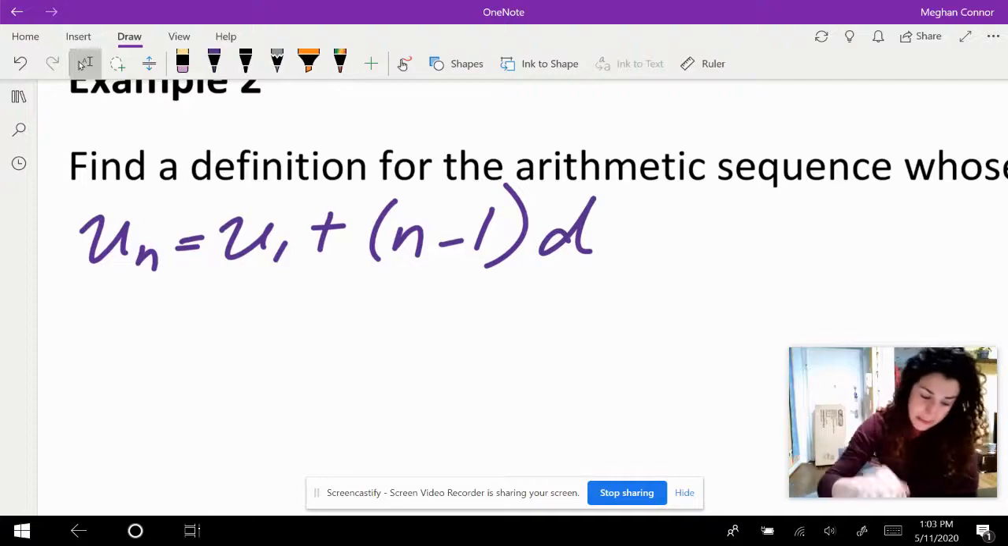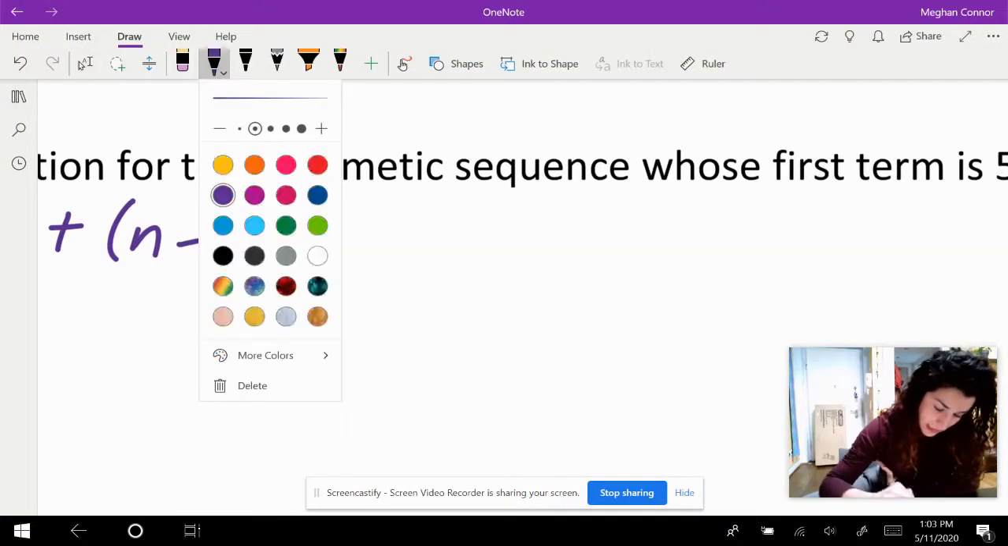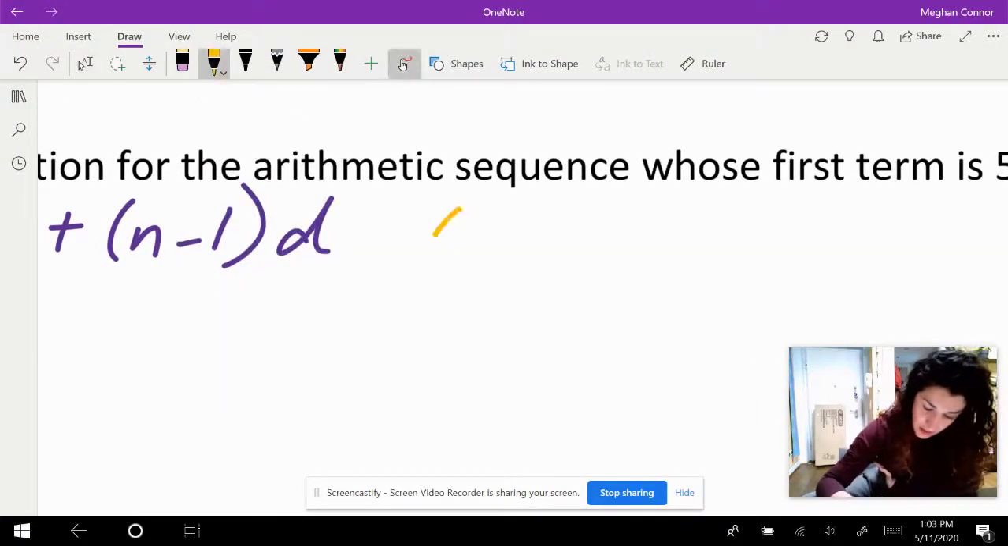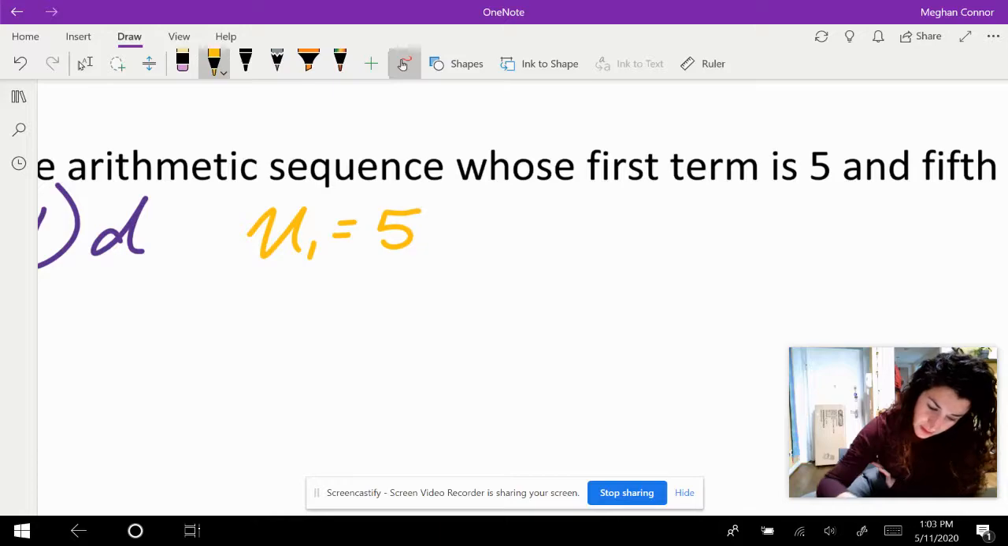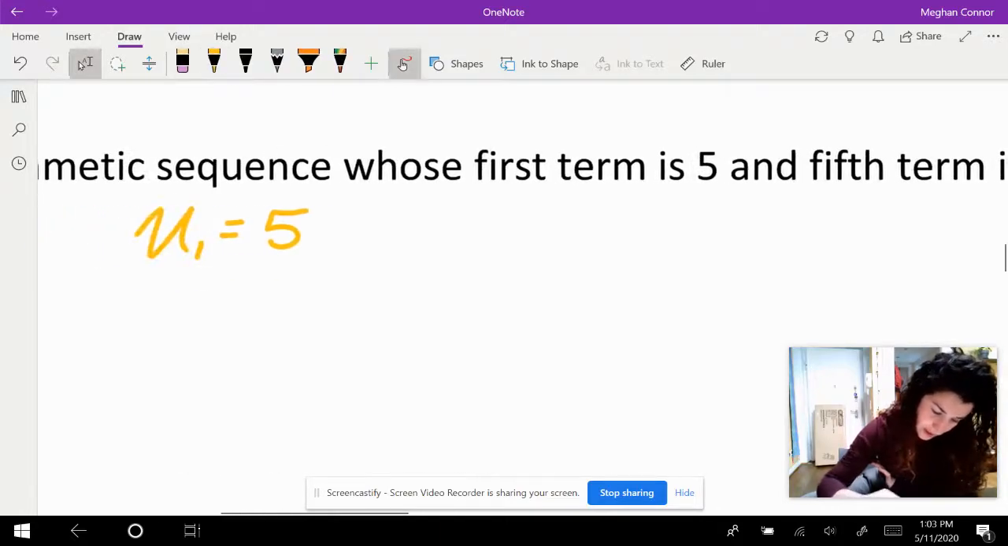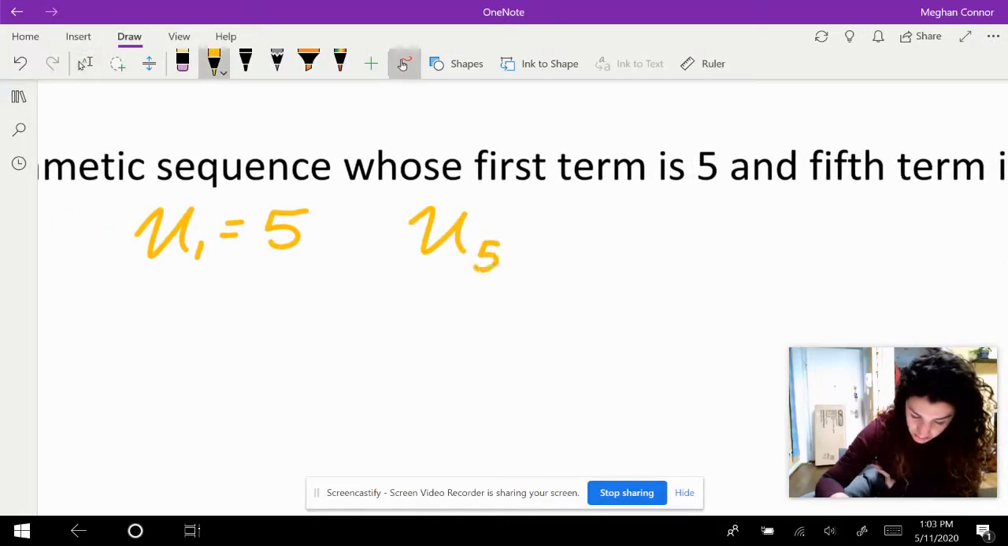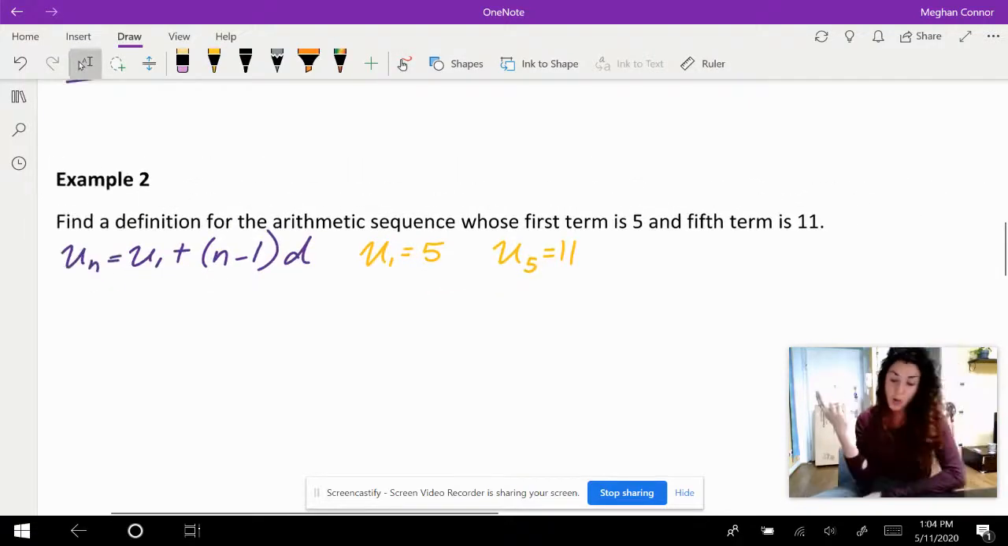And we have two pieces of information here. You should totally write them down as well before we get going. U sub 1 is 5, and the fifth term is 11. And then u sub 5 is 11. Now you can take both of those pieces of information and plug them into the formula.